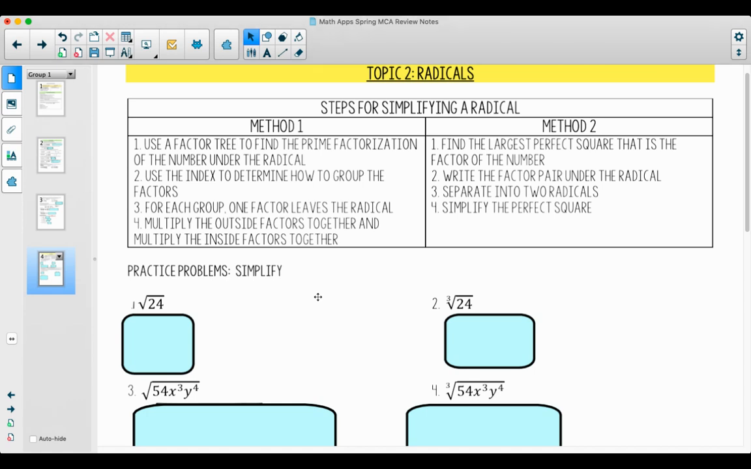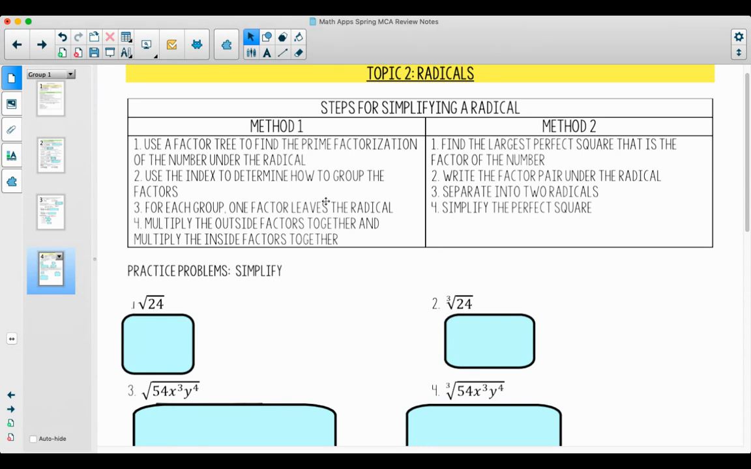Okay, part 2, radicals. We had to do this in 2 parts because the video was a little too long to post to YouTube. So in part 2, we looked at 2 topics, simplifying radicals and adding and subtracting radicals. So we did very well on that quiz. We have those 2 methods that we can choose from.